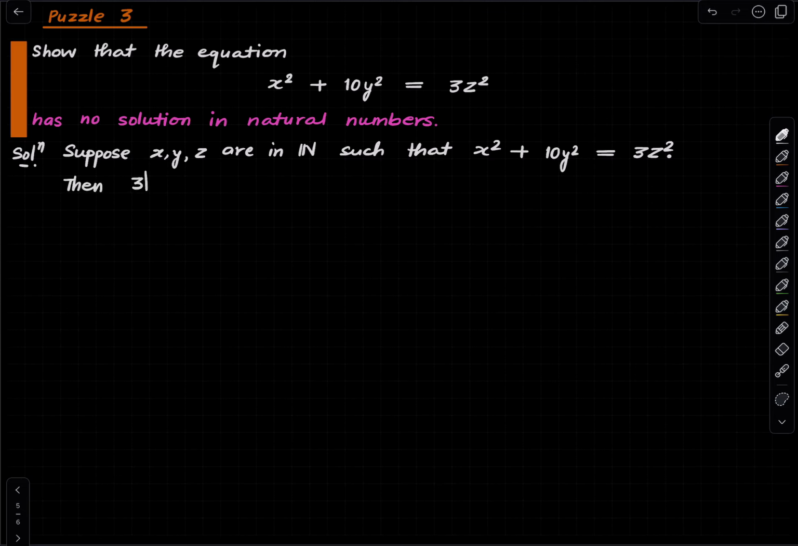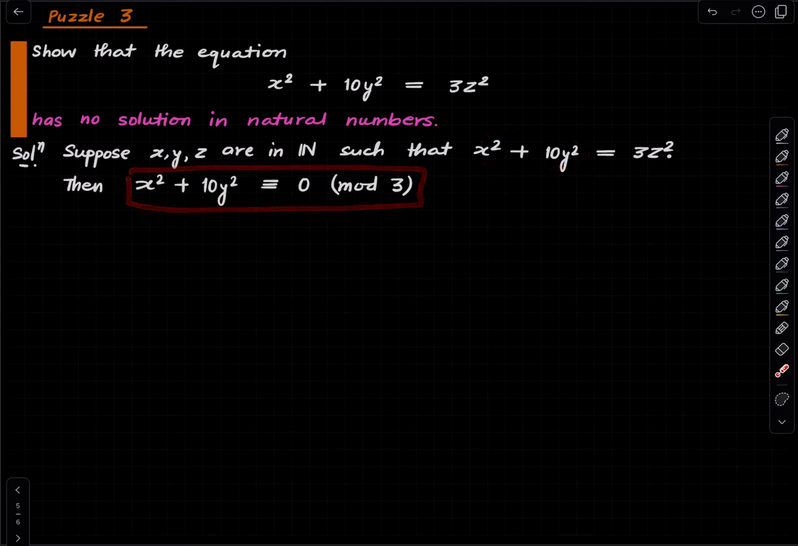3 divides the left hand side, or I will write it as this: x square plus 10y square is congruent to 0 mod 3. Let me write it that way. Why? Because 3 divides the right hand side, so it should also divide the left hand side, and that we have written in this congruence fashion.